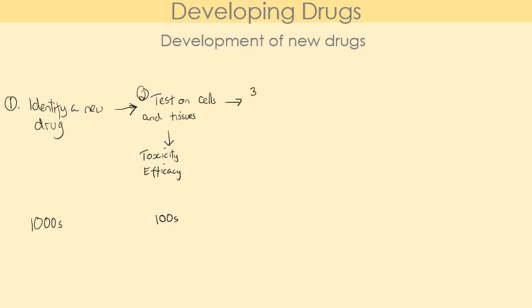Our next stage, we will test it on animals, particularly mammals, and we do that to see how the drug interacts or works on a living organism. So we will see how the drug works in living organisms. We will use mammals because their physiology is very similar to humans. And from those hundreds of drugs we had first, we are now down to tens of drugs.